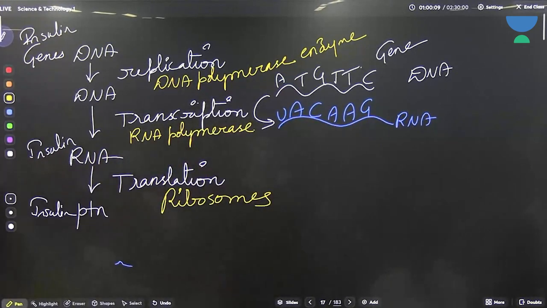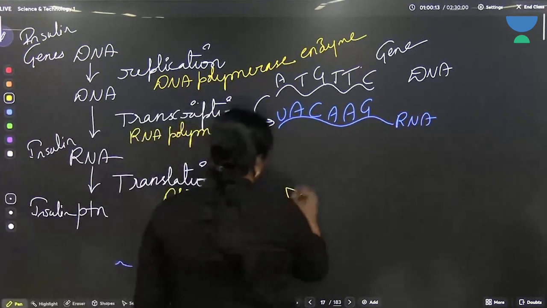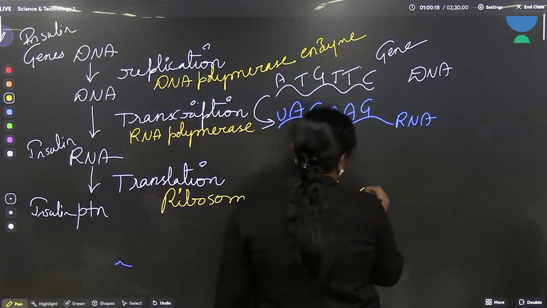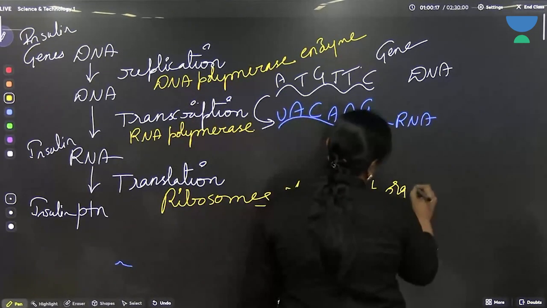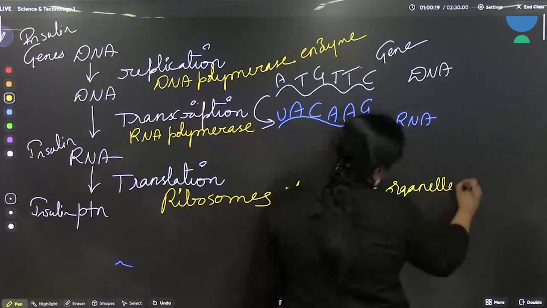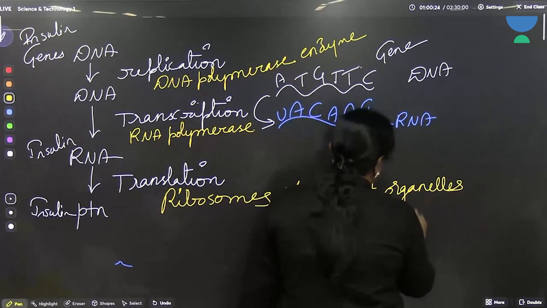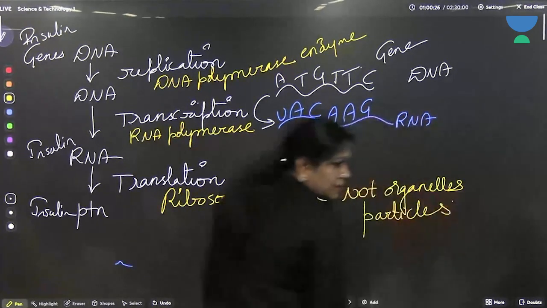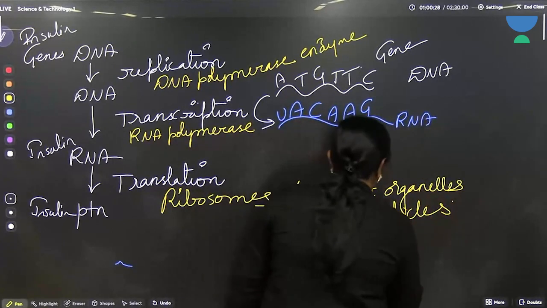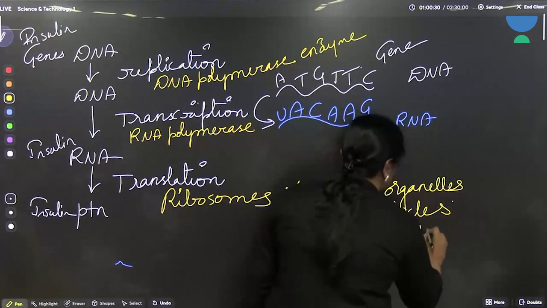Okay, ribosomes, remember, they are not organelles. Just one small value addition here. They are not organelles, because they are not membrane bound. They are called particles. So ribosomes are present in prokaryotic cells also.